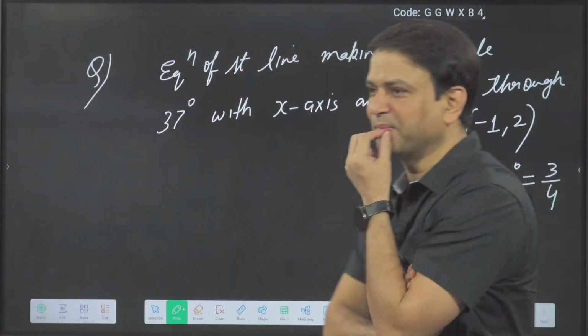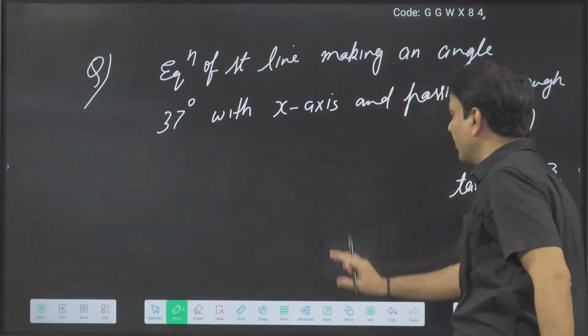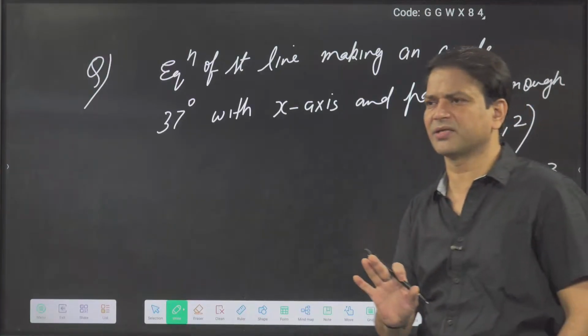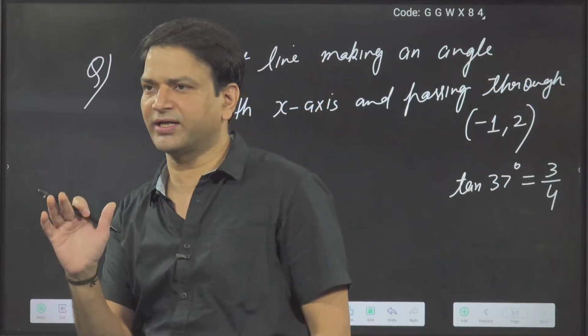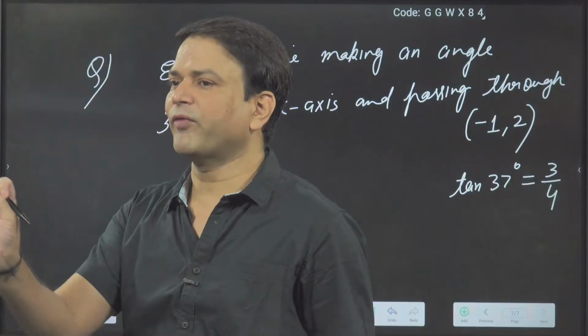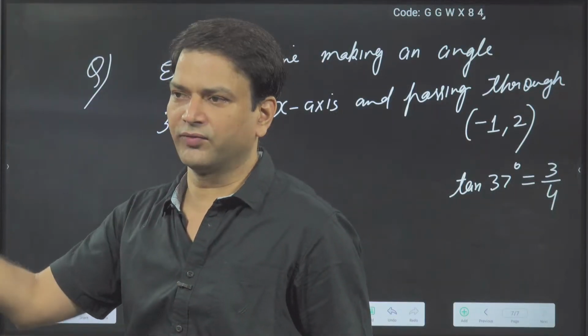Somebody is getting 9, somebody is getting 11. Okay, now I will write. What slope can we say directly? The slope is 3 by 4, so tan 37 is the angle it is making. What is the meaning of the slope? I said yesterday, it is the tan of the angle made by the line with the x-axis.